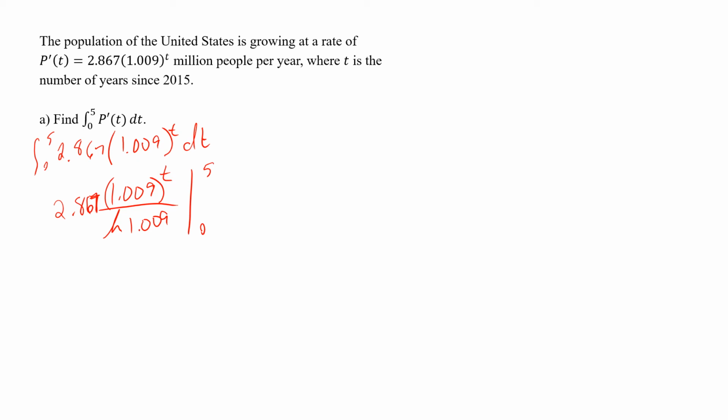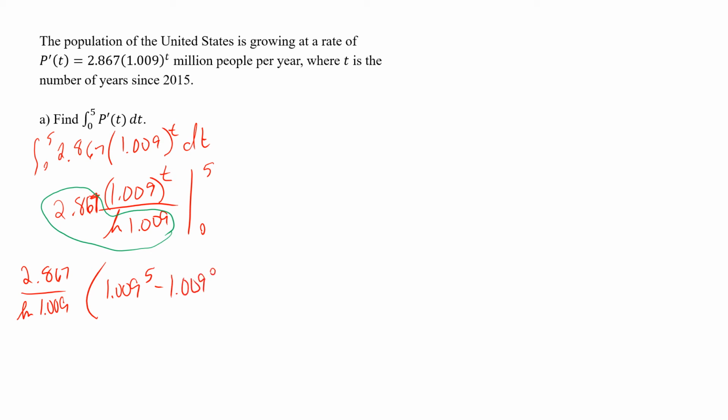Now when we plug it in, we can actually pull out these constants so we don't have to deal with them necessarily on the inside. So we could have 2.867 over natural log of 1.009, then times, we can plug in 5, 1.009 to the fifth, minus plug in 0, 1.009 to the 0, and then we simplify. The 1.009 to the 0 is just going to be 1. The 1.009 to the fifth is going to be something different.